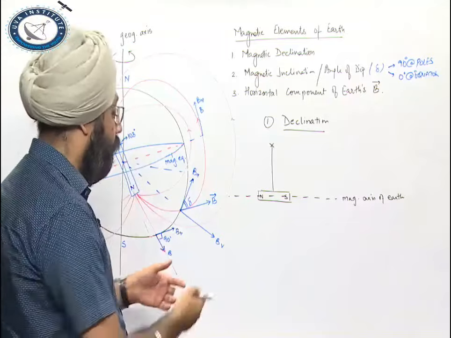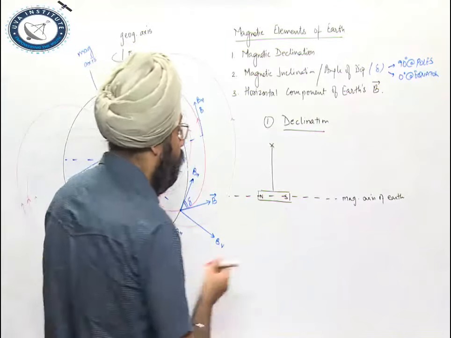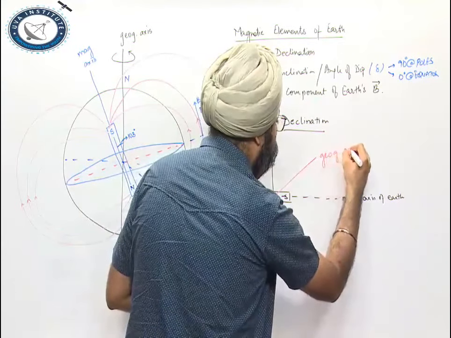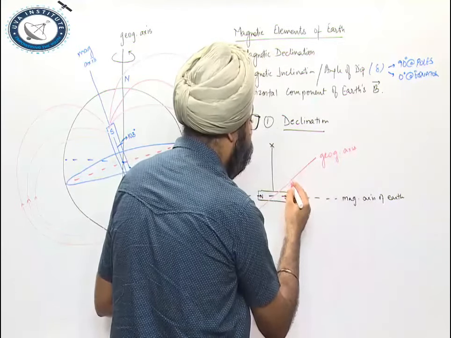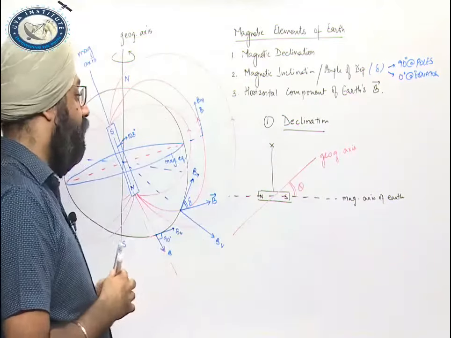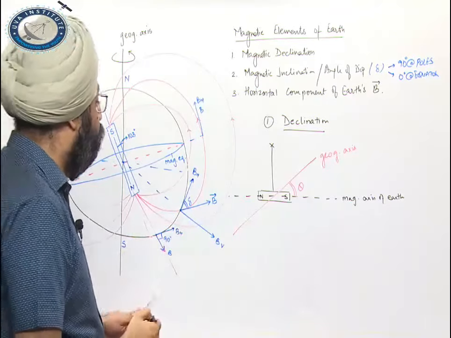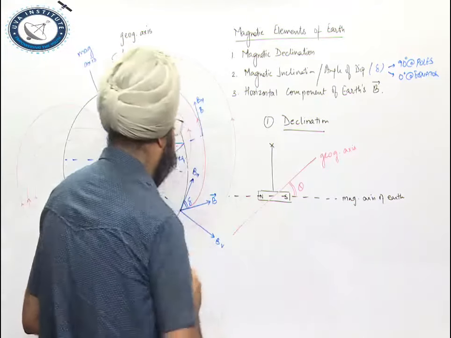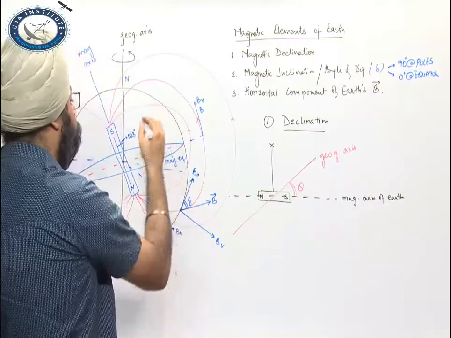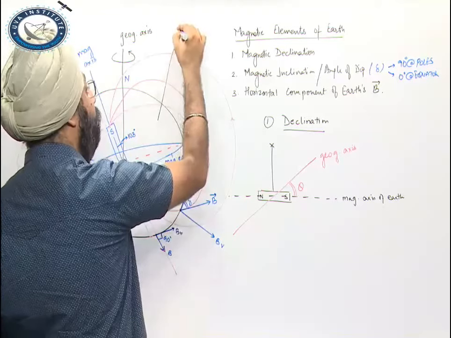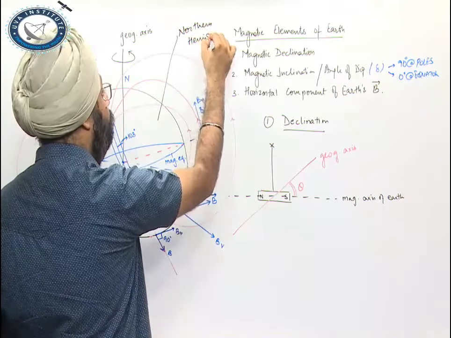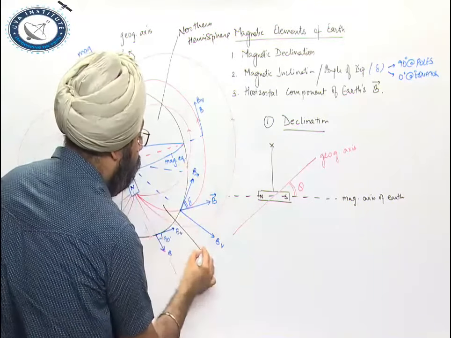Now at this point, let us say we have the geographic axis which is passing over here, and the angle which the magnetic axis makes with the geographic axis is your declination angle theta. From this point we can very well see that again the magnetic field lines, this upper part is the northern hemisphere, and the lower part is the southern hemisphere.